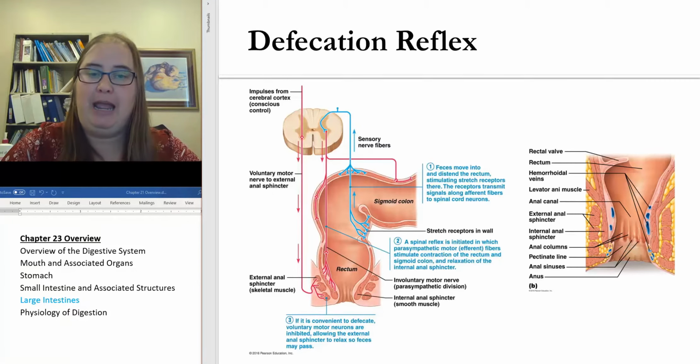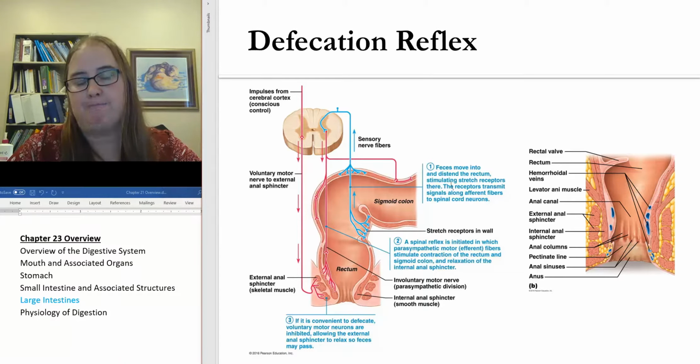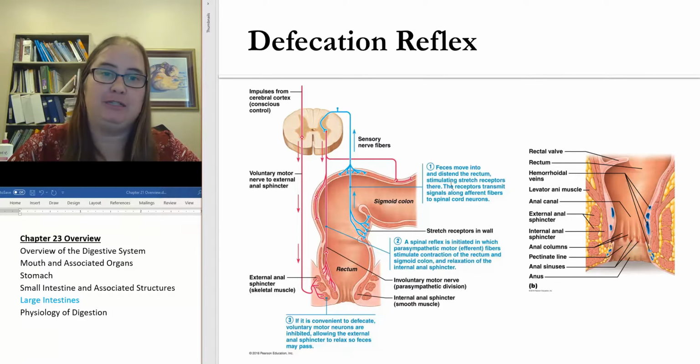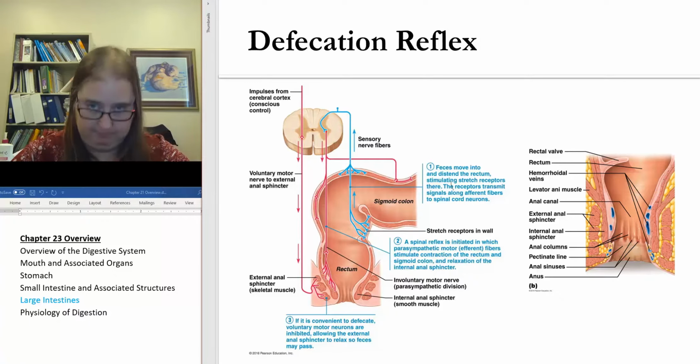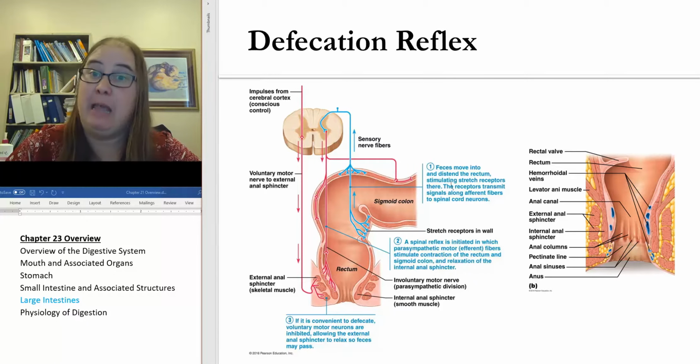So in looking at defecation, which is basically these mass movements that we were talking about, what happens is as that feces enters, over here we have our ascending, our transverse, our descending, and here's our sigmoid colon. As that feces makes its way to the sigmoid colon, the sigmoid colon will distend, and as this distends, it sends a signal up to the spinal cord. So defecation is actually a spinal reflex.